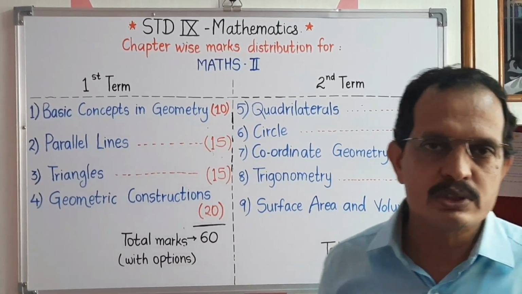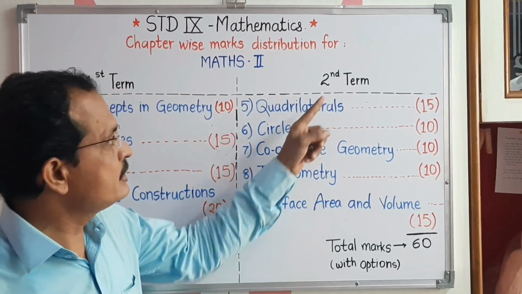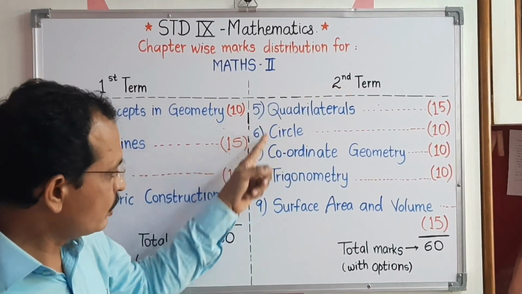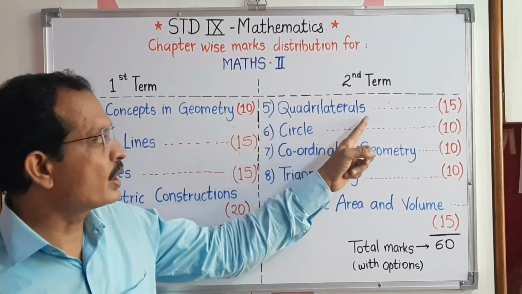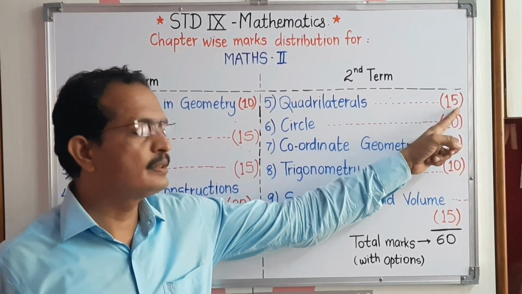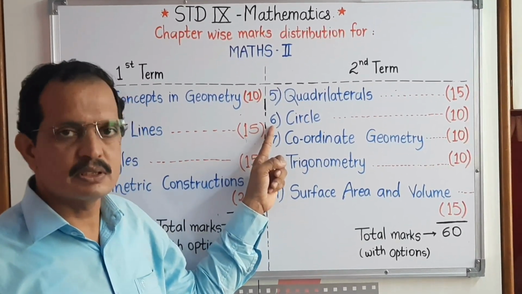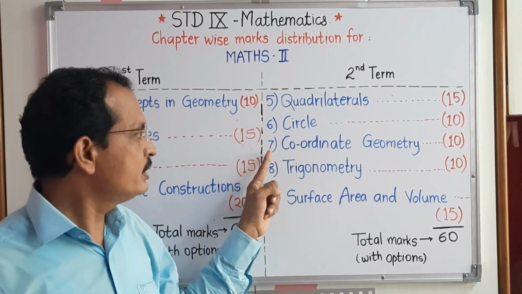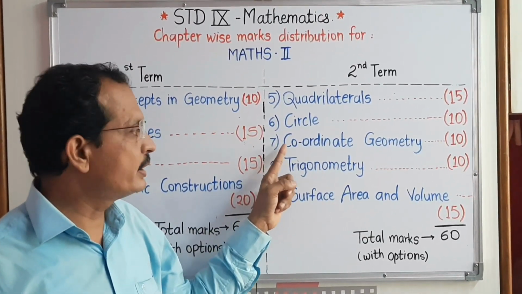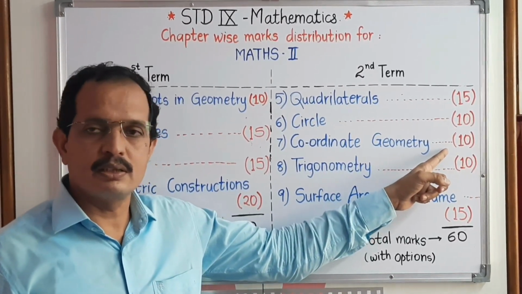Now we have to see the chapter-wise distribution for the second term. In the second term, there are a total of 5 chapters. First chapter is Quadrilaterals and it carries 15 marks. Next chapter is Circle. It carries 10 marks. Then chapter number 7 is Coordinate Geometry. It carries 10 marks in the exam.